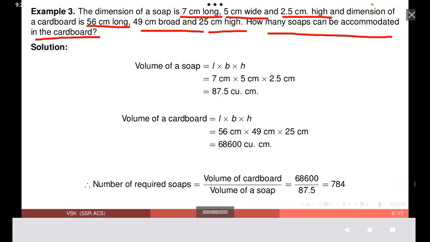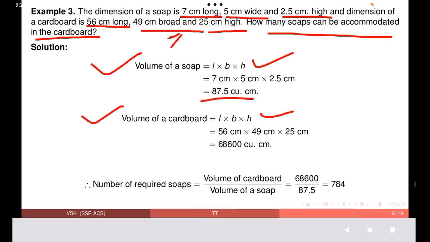So for this, first of all, we will find the volume of soap, and that is given by L into B into H. So putting the values, you will get this answer. Then we'll find the volume of cupboard. That is given by L into B into H. So we'll use the 56, 49 and 25 which is given over here. So this is this much.